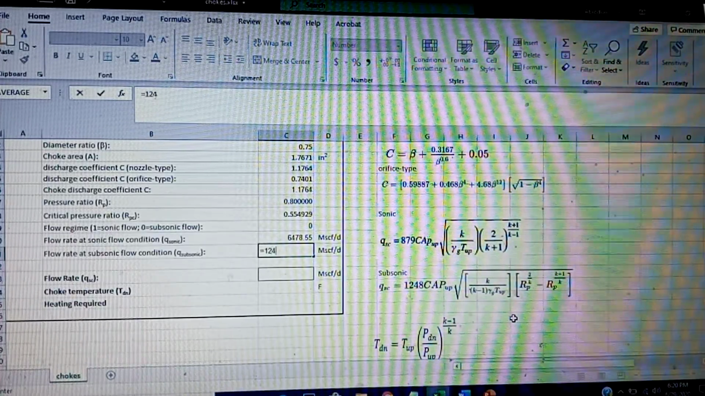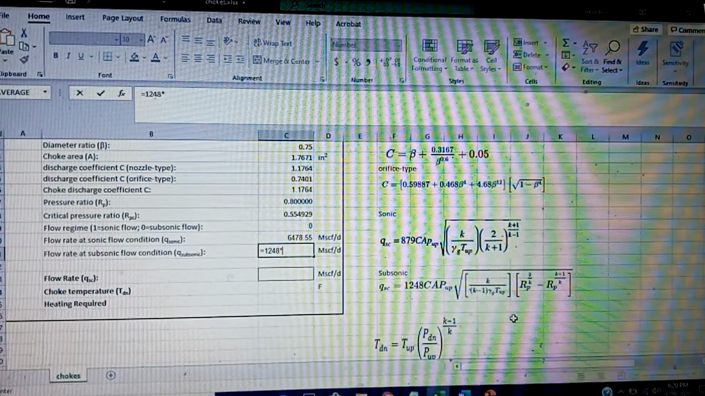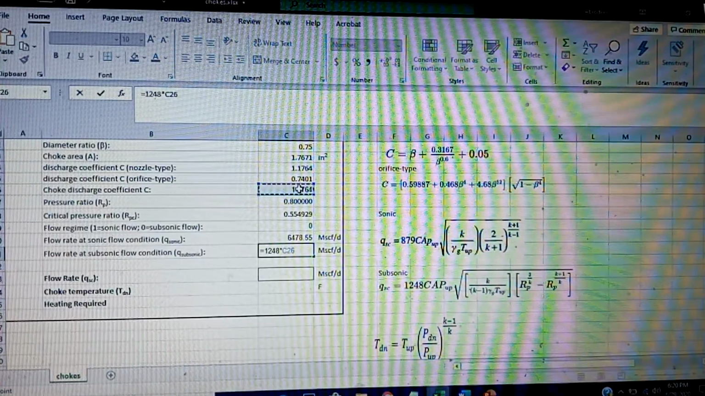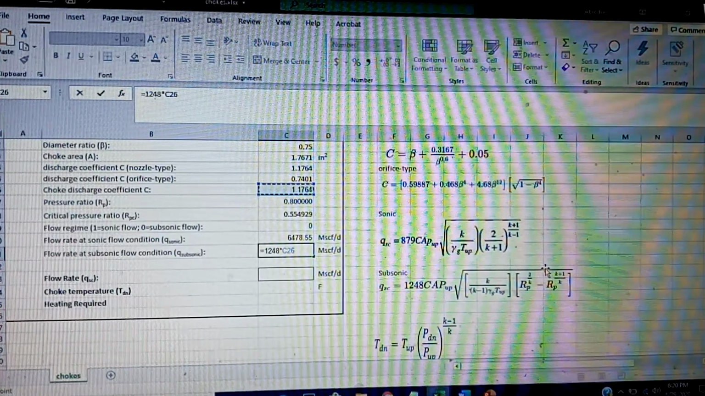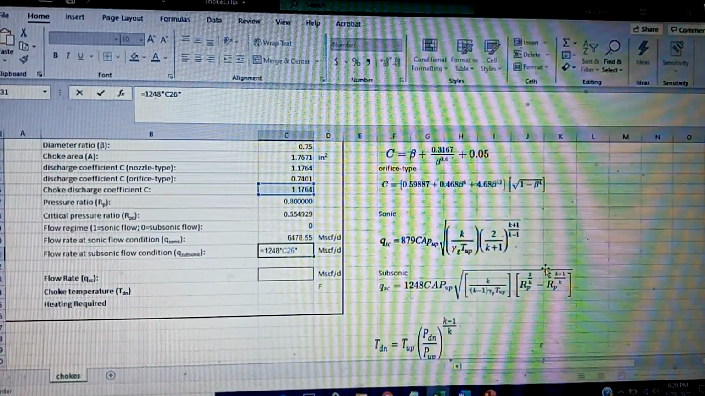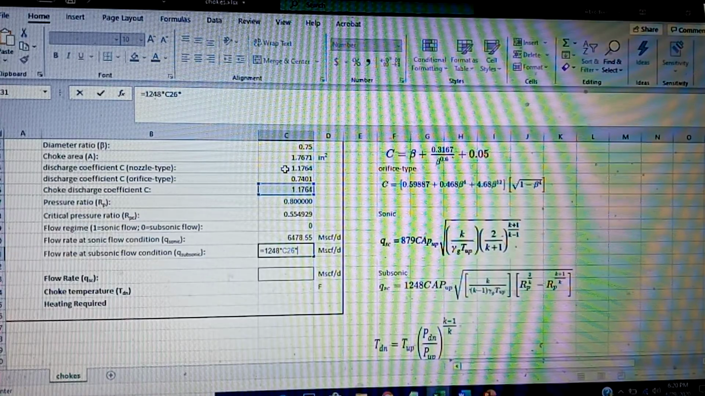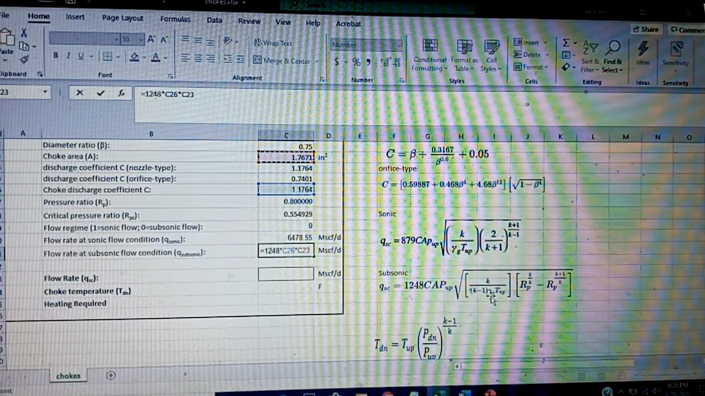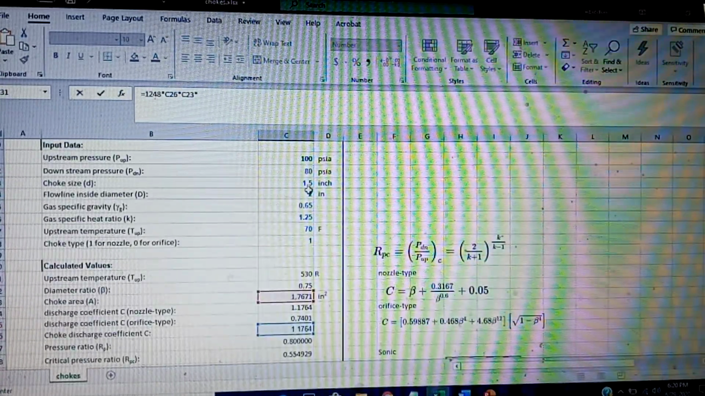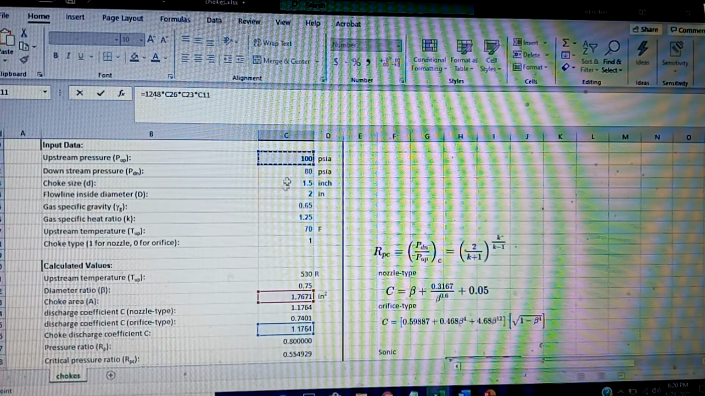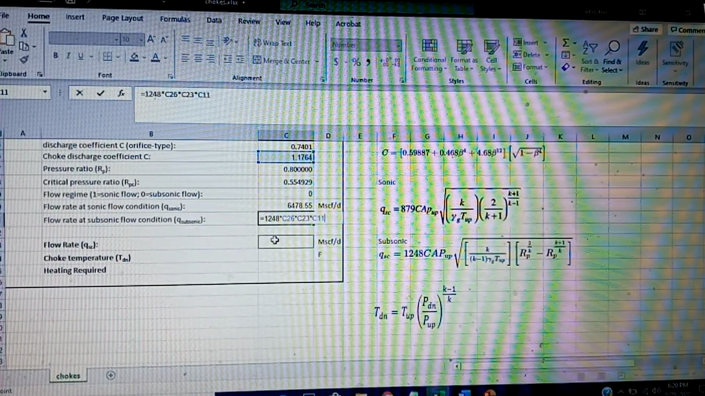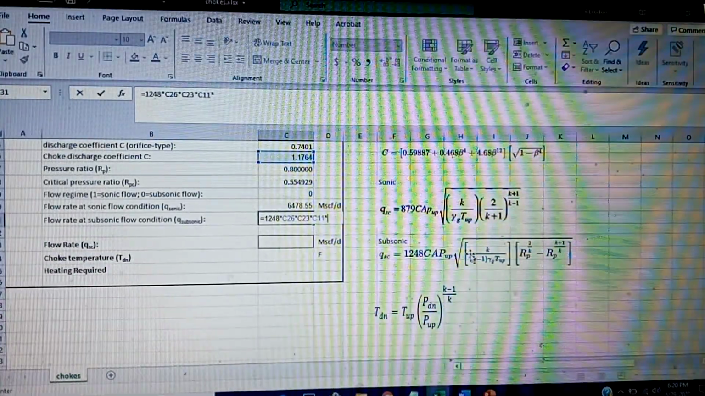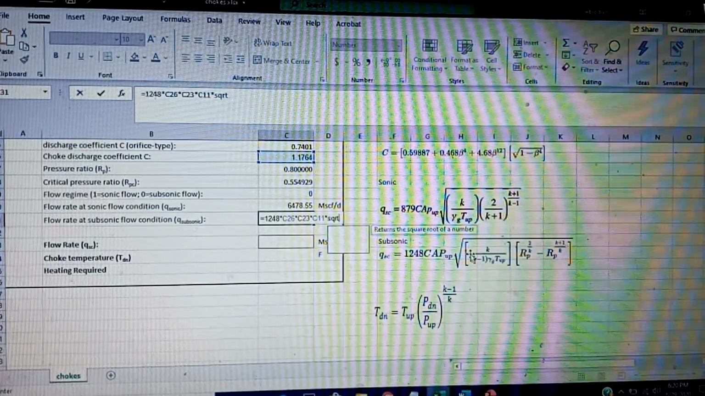1248 multiplied by star C. My C is C26, multiplied by A. Area is C23, multiplied by upstream pressure, star, upstream C11. I click on that. Then multiply by square root again. I start star. I write SQRT. I open the bracket.